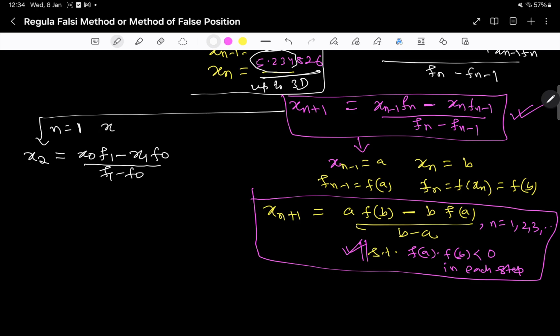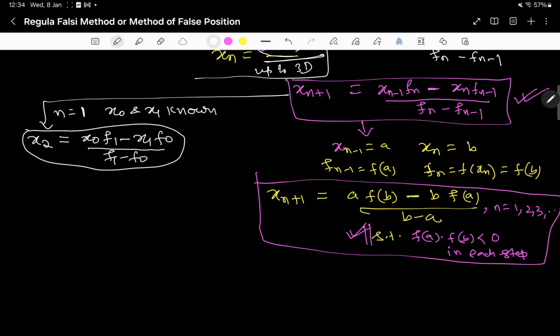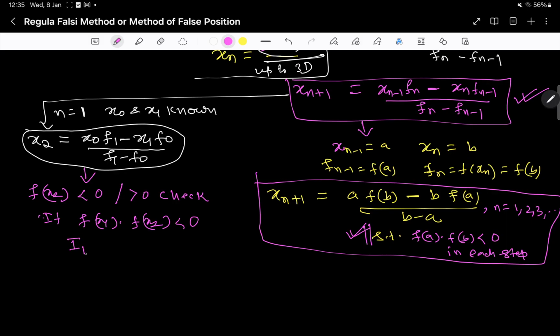Here x0 and x1 are known, and so we get x2. Then we have to find f(x2). Is it positive or negative? We have to check. Then if f(x1) into f(x2) is negative, only then the next interval will be I1, which is x1, x2.